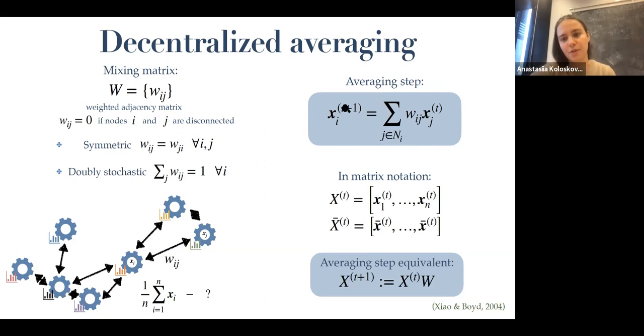Each node would send its own vector to neighbors, and when they receive the vectors from neighbors, they average what they receive with this weight w_ij, which we assigned before. So that's why there is this double stochasticity property. That's why it's important, because these weights have to be averaging weights.